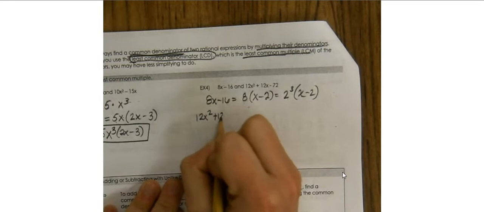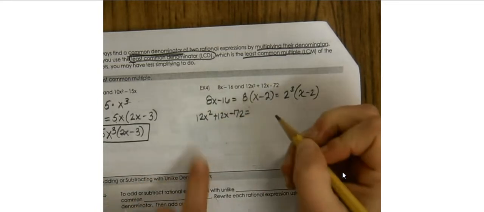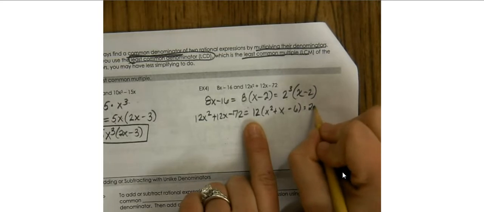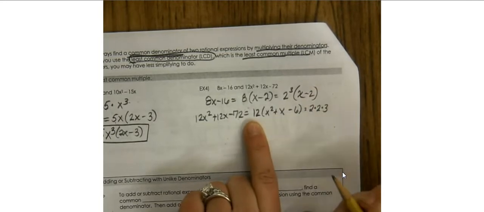So the next one we have 12x squared minus 12x minus 72. They all have in common a 12, and my leftovers is going to be x squared plus x minus 6. So 12, I can break that down into 2 times 2 times 3, because 12 is really 4 times 3, and 4 is really 2 times 2. You can even write it as 2 squared if you would like, which I think that I might want to do. If you don't, it's really not that big of a deal. You'll still get the right answer.